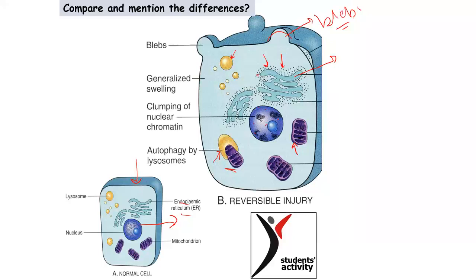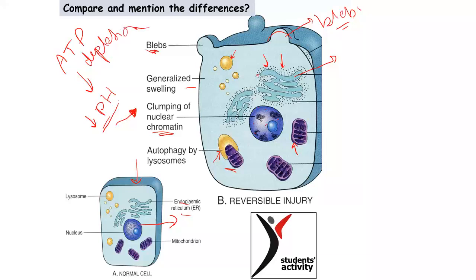Remember, we have these blebs, and these blebs result from swelling of the cell. We have generalized swelling of the cell. We have clumping of nuclear chromatin, and if you go back to the lecture of biochemical changes, remember that decreased pH of the cell results in clumping of nuclear chromatin that occurs due to ATP depletion.